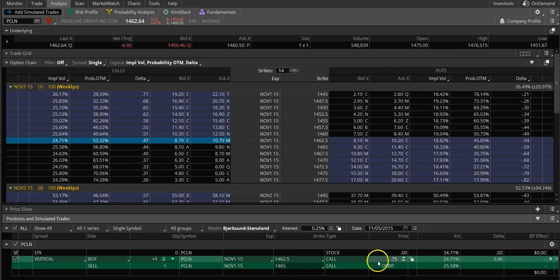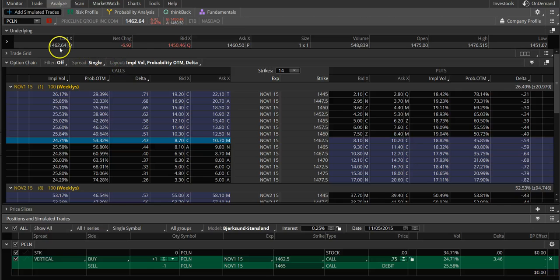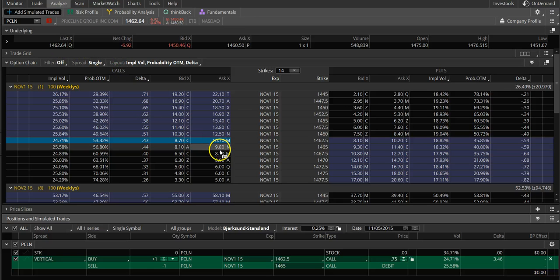We've done this math. We know how to do this. The math is the width of the strikes, which is 250, minus 75, means our maximum profit is $1.75 or $175 per contract if Priceline goes up above 1465. Well, look, it's at 1462 right now. Priceline moves $20, $30, $40 a day for nothing.